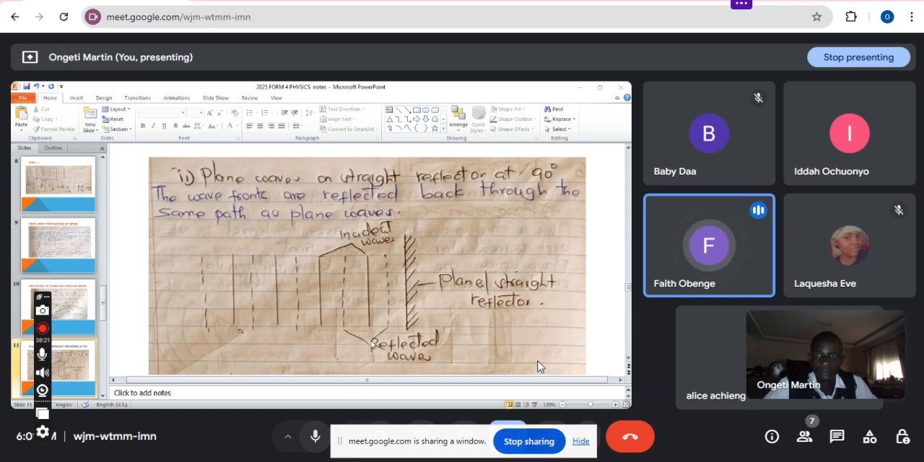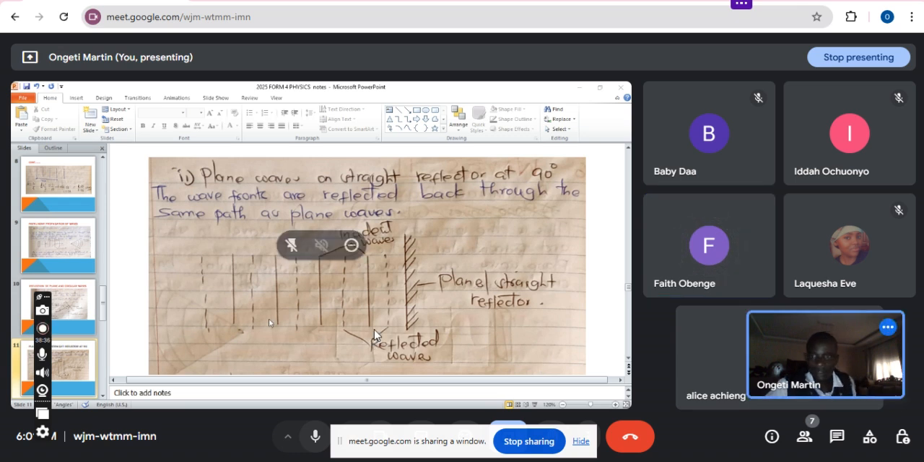Plane wave on straight reflector at 90 degrees. The wavefronts are reflected back through the same path as plane waves. You can see these waves are moving towards the obstacle. So we have the straight ones, leave alone the dotted ones. The ones which are moving to the reflector are the straight ones, and then it strikes this plane and then moves backwards. So the dotted ones are the ones which are now moving backwards.